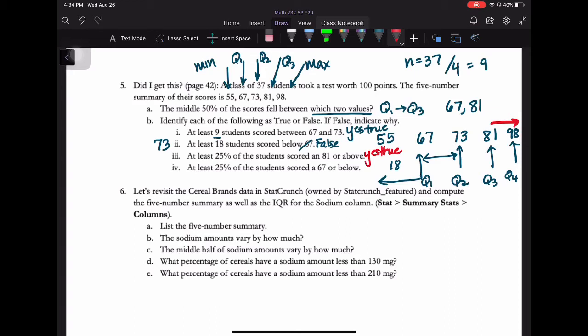And at least 25% of the students scored a 67 or below. So again, 25% falls in the last quartile. Yes, that's true as well.